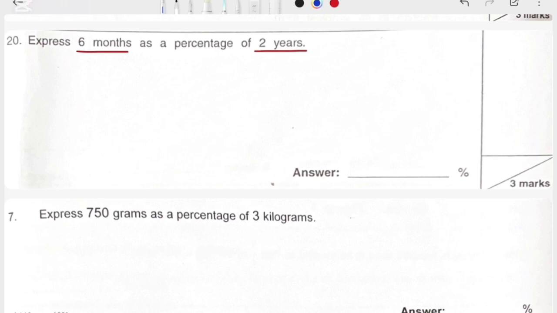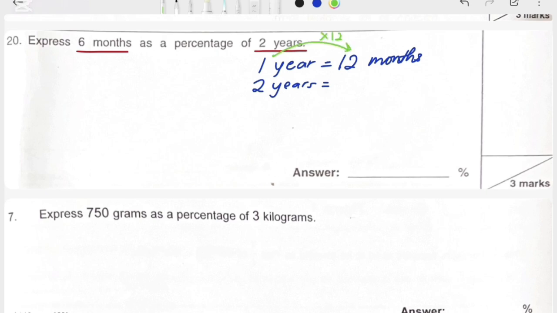So we first need to convert 2 years into months. Let's recall the conversion rate for years to months. 1 year is equal to 12 months. The multiplier when you go from 1 to 12 is times 12. So 2 times 12 is equal to 24. So 2 years is equal to 24 months.